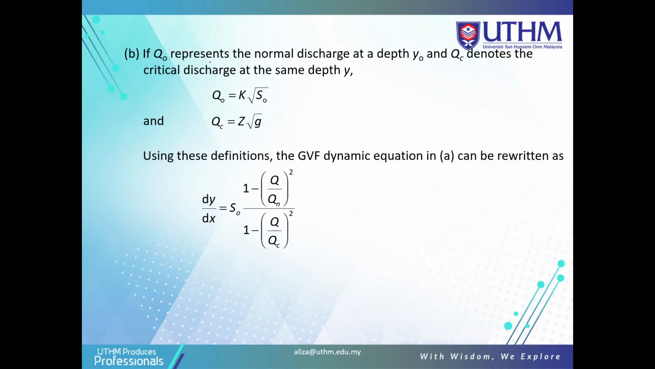If Q naught represents the normal discharge at the depth y naught and Qc denotes the critical discharge at the same depth, we use this formula and also this formula. Using this definition, the GVF dynamic equation can be rewritten as this formula. Don't worry, all the formulas for GVF are always given in the formula sheet. You just need to know how to use that formula to calculate based on the question.